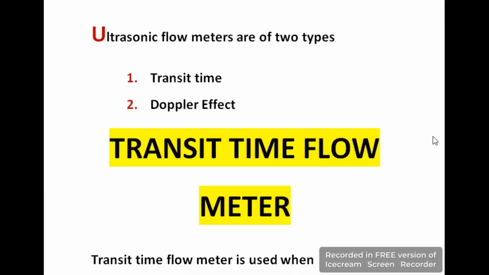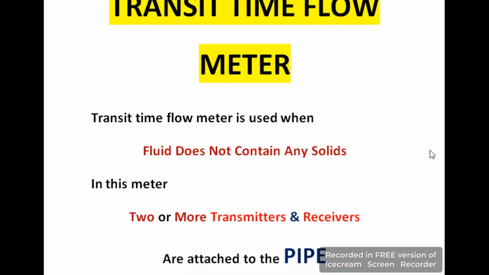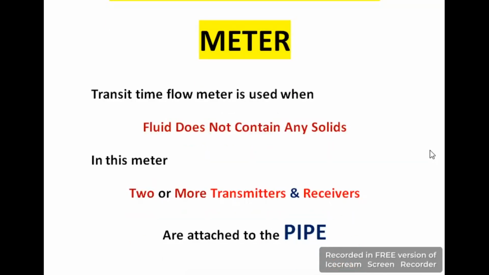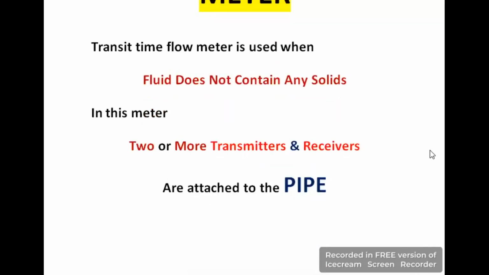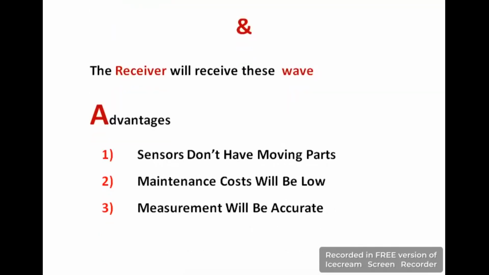Ultrasonic flow meters are of two types. The first one is transit time type, and the second one is Doppler effect type. Transit time flow meter: these flow meters are used when the fluid flowing in the pipe does not have any solid particles. In this meter, two or more transmitters and receivers are attached to the pipe. As you know, one is a transmitter which will emit ultrasonic waves, and the second one is a receiver which will receive these waves. According to its advantages, the sensor does not have any moving part, its maintenance cost is low, and measurement is accurate.